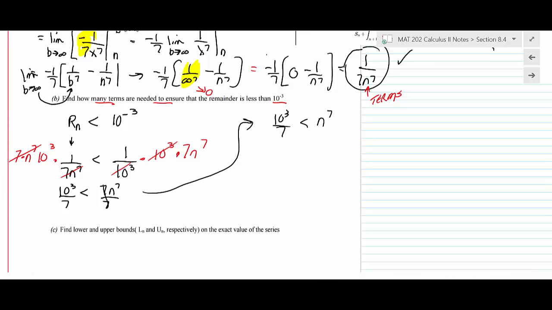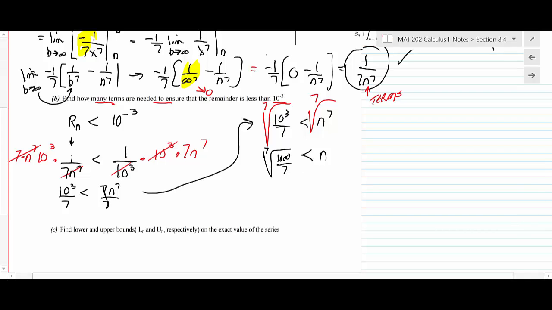Now what do you do to both sides of this inequality to change the n to the 7th into an n? You take a 7th root, right? So you take the 7th root of both sides. If I do that, that's going to give n. That's going to tell you what n is greater than. This will be the 7th root of 10 to the 3rd, which is 1,000, over 7.